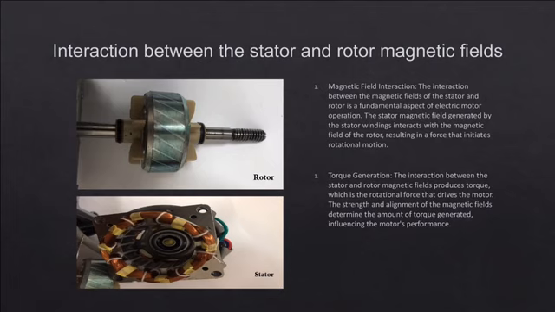For the torque generation, the interaction between the stator and rotor magnetic fields leads to the generation of torque, which is the rotational force that propels the motor. The magnitude and alignment of the magnetic fields directly impact the amount of torque produced, thereby influencing the motor's overall performance.